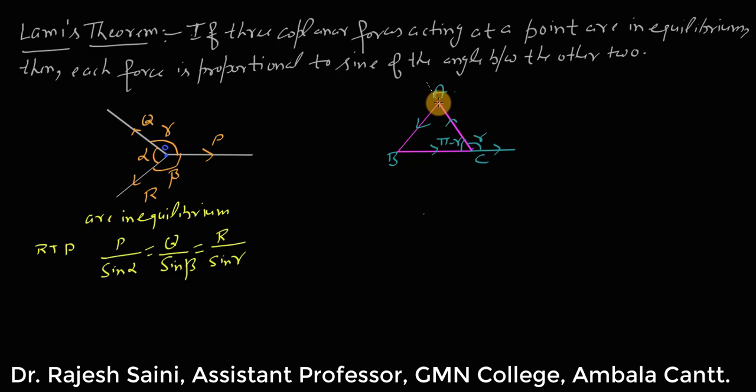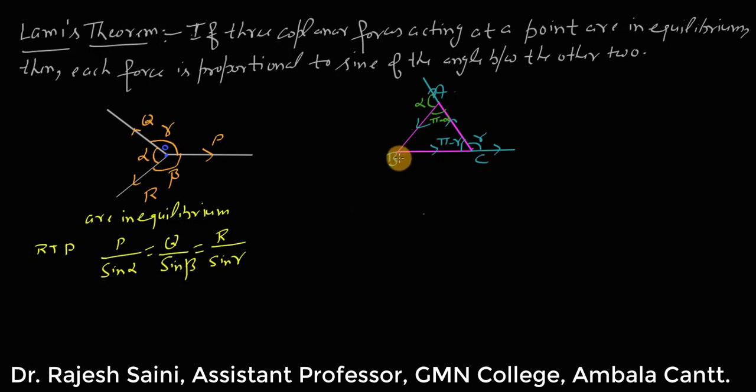Extrapolating this line, and see this, so it will be this one. This angle is alpha, so this angle is nothing but alpha. So this angle will be pi minus alpha. Similarly, this is converging, this is diverging, so you will make it also away from it.